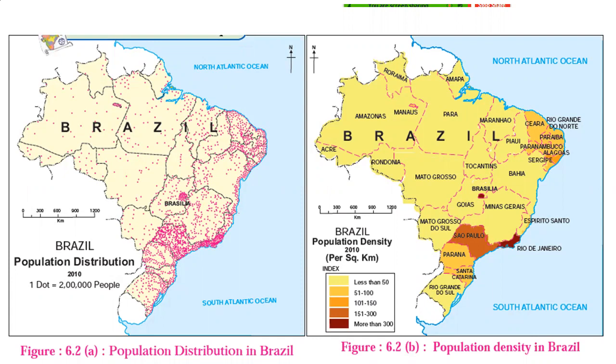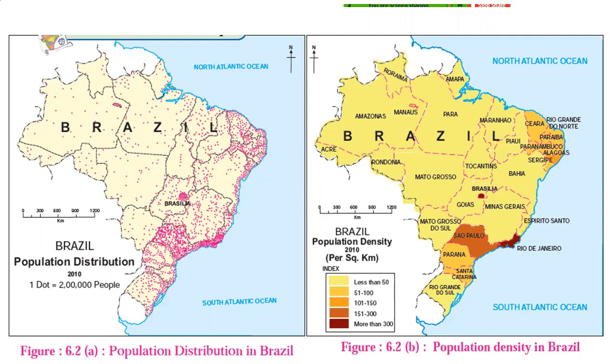According to the 2010 census, the population of Brazil is 19 crore, while its land area is 8 crore 5 lakh 15,767 square kilometer. So its density of population is around 23 persons per square kilometer.